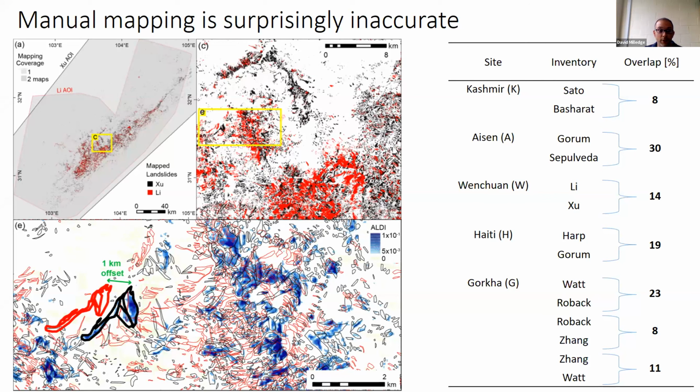And the map on the left that shows a patch of the Wenchuan earthquake gives some examples of what that looks like in practice. So there's probably lots of reasons for the mismatch. That could be mapper choices. It could be registration errors.